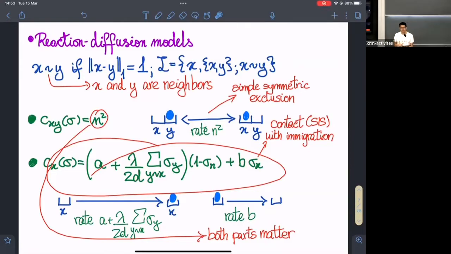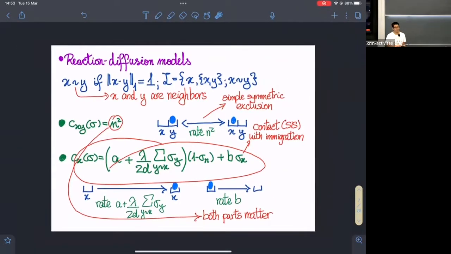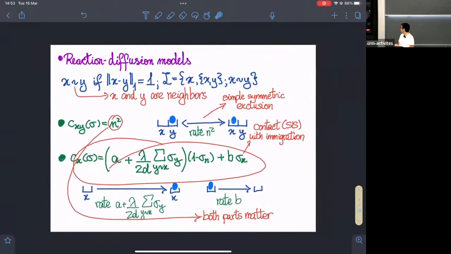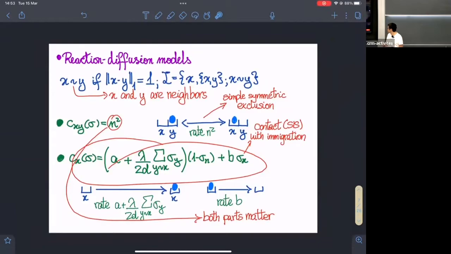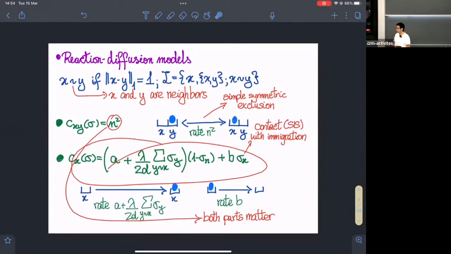So schematically, you see it downstairs. I wrote these rates in a schematic way. You create a particle with a rate equal to a plus lambda times the number of infected neighbors divided by the number of neighbors, and then you can recover with rate b.